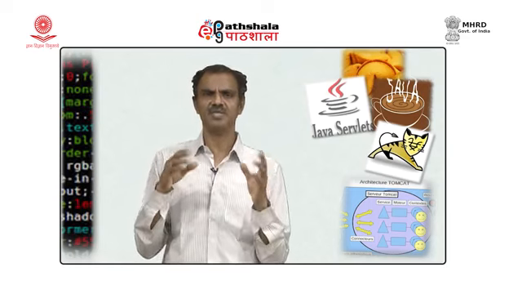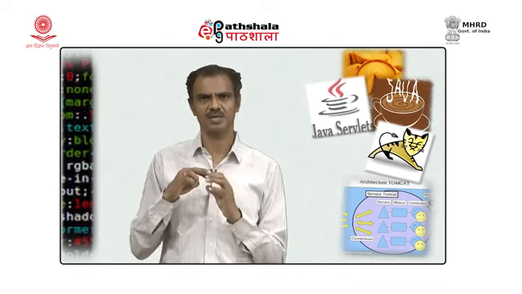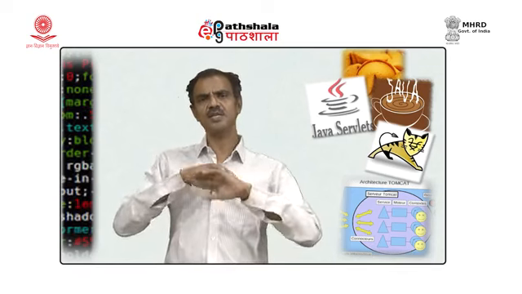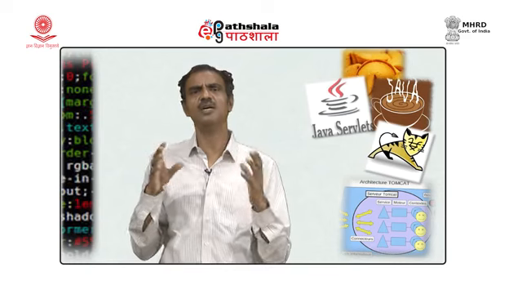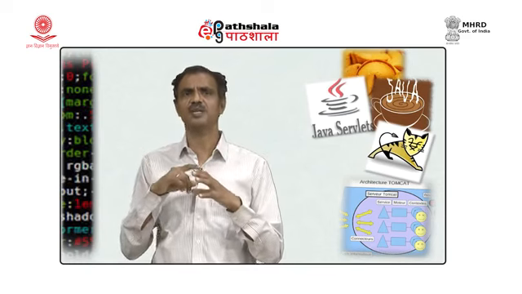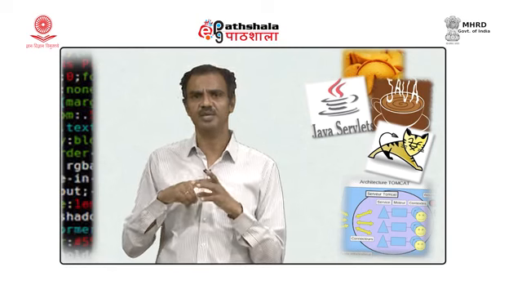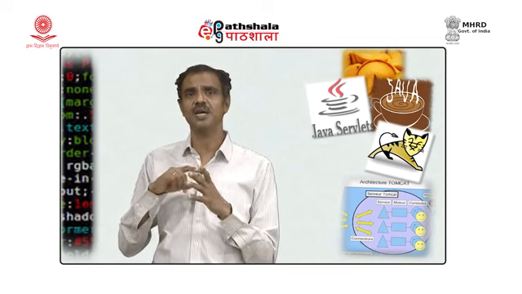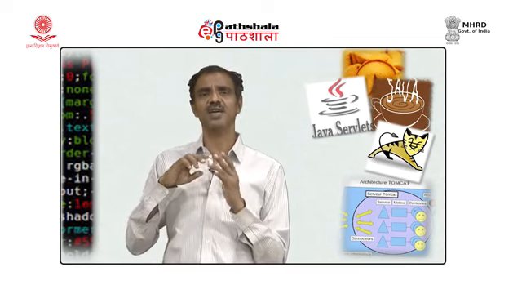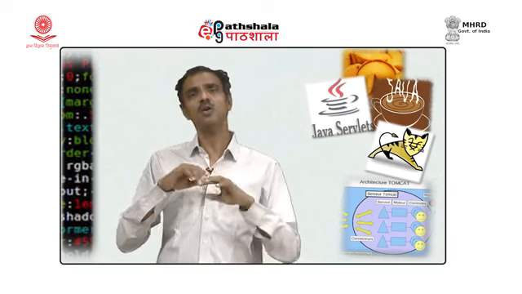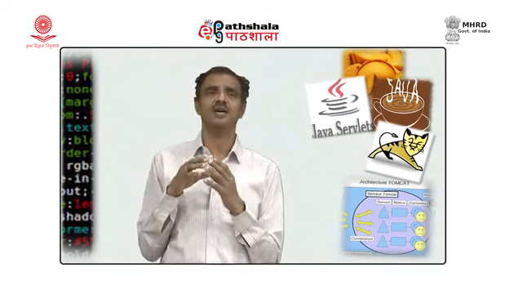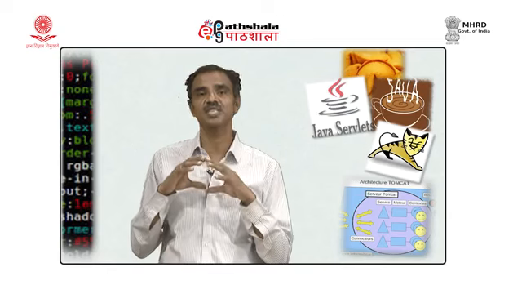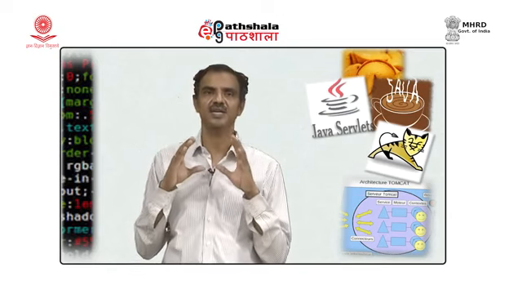Now, we have one more implicit object which encapsulates all of these objects. It is just a single object which has all the other objects. The other objects are the request object, response object, config object, out object, and the application object, which is our servlet context object. We have the session object and the exception object. All of these are bundled into a single object called page context. So, page context is another implicit object which is available for use within a JSP.